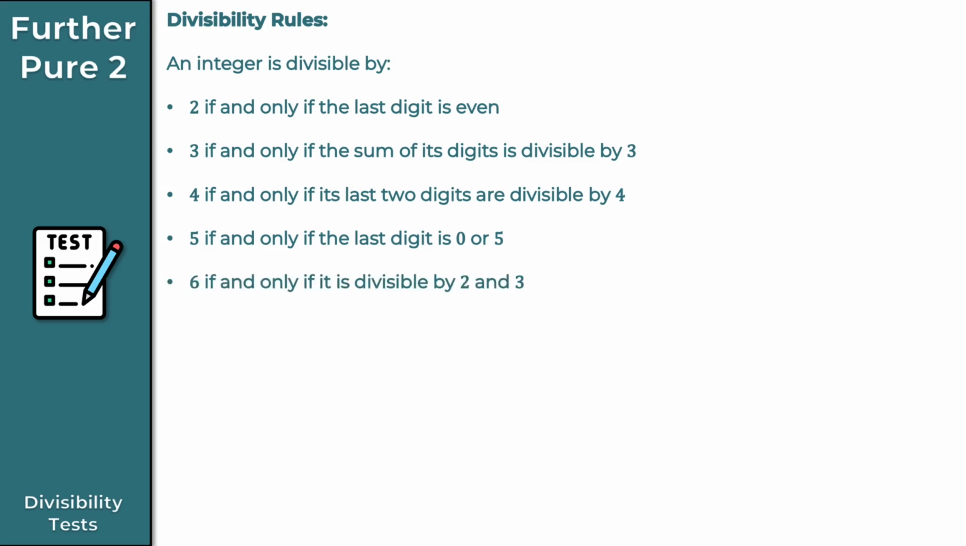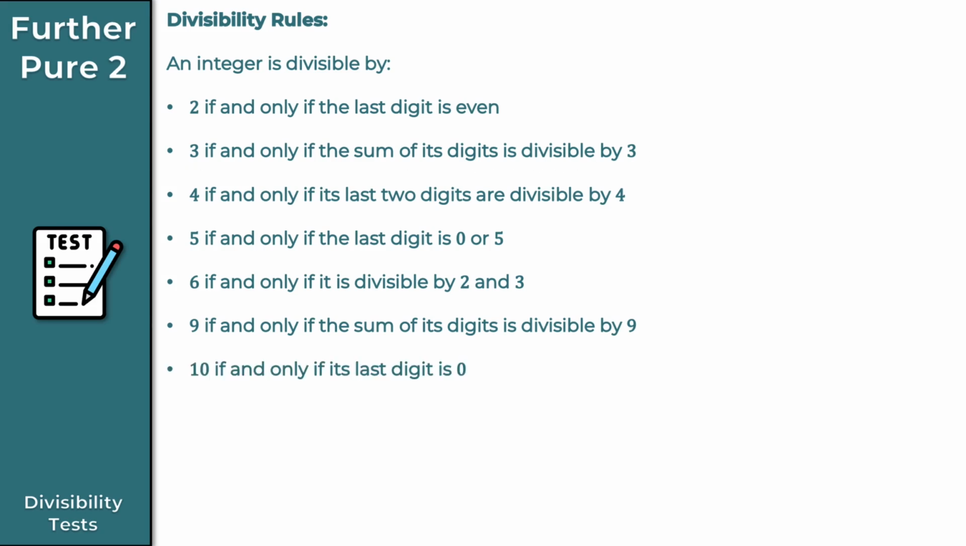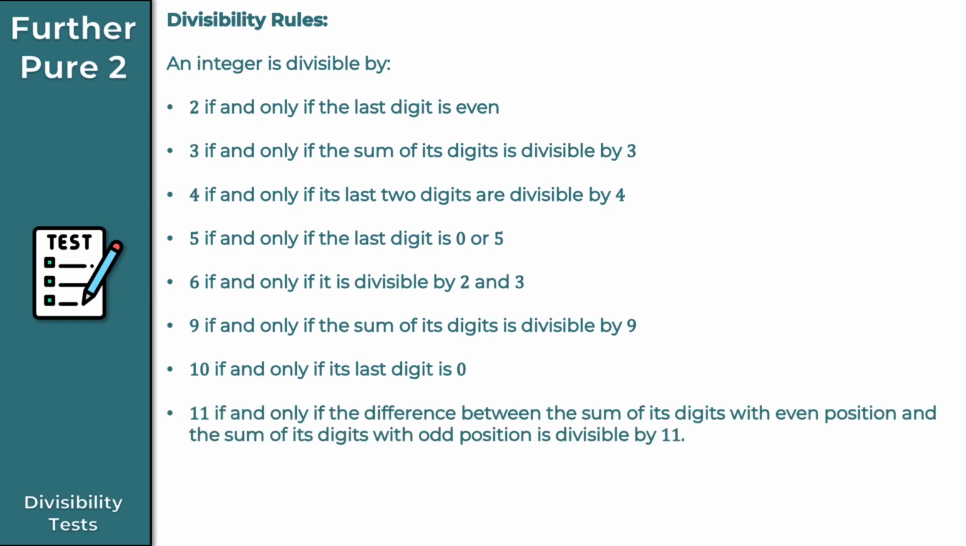For 6, this is if and only if it's divisible by both 2 and 3. For 9, this is if and only if the sum of its digits is divisible by 9, very similar to divisibility by 3. For divisibility by 10, this is if and only if its last digit is 0. Again, similar to 5 and 2, hopefully a rule that you're already familiar with. And then finally, for 11, this is if and only if the difference between the sum of its digits with even position and the sum of its digits with odd position is divisible by 11.